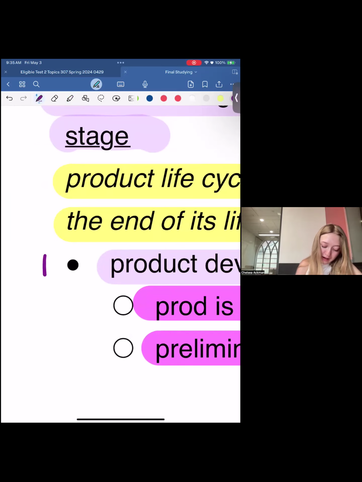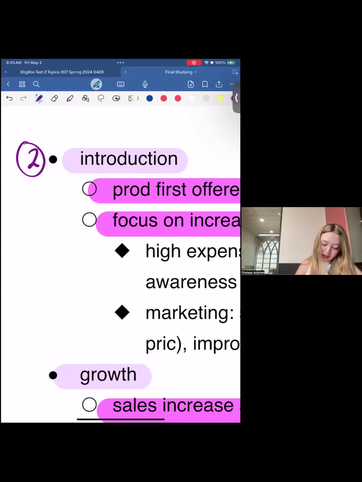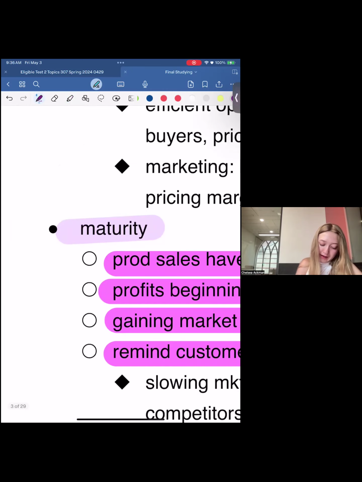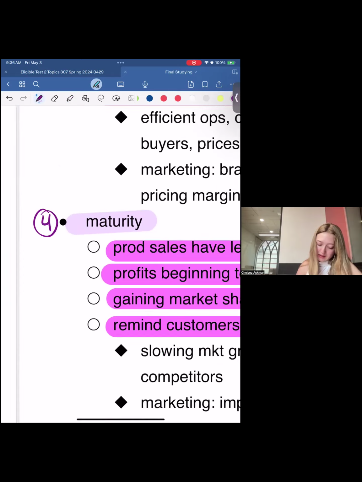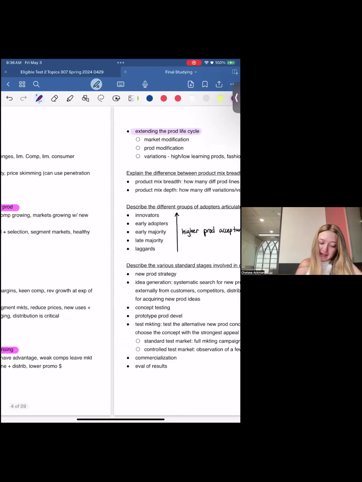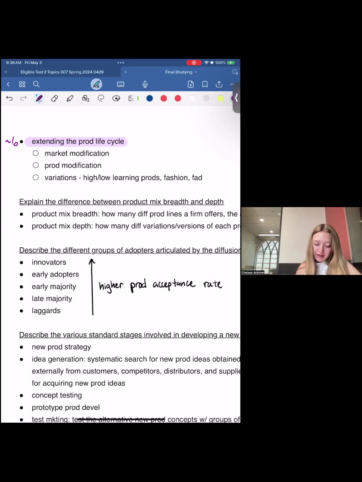So first off is product development, then introduction, then growth, then maturity, then decline, and then this is kind of 6, extending the product life cycle.